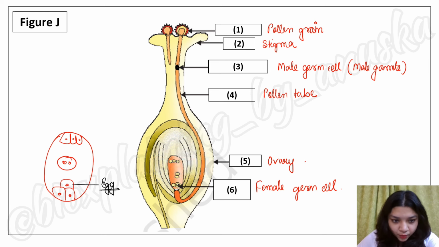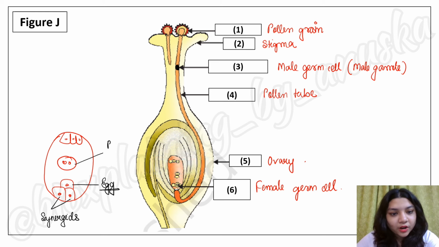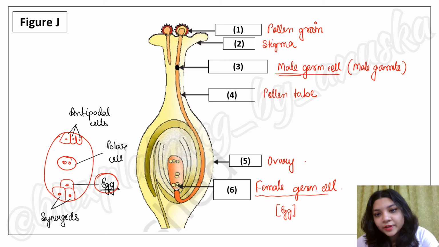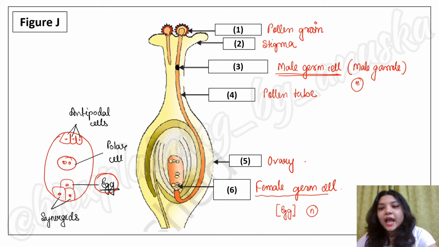The other 2, if you want to know, these are your synergids. Then in the center, you have the polar cell or the central cell. And on top, you have the antipodal cells. The 3 cells are antipodal cells. Okay, so this egg is what? This is the female germ cell that we have marked here. The female germ cell or the egg. The male germ cell and the female germ cell will fuse together. These are haploids. They will fuse together and lead to the formation of the zygote.